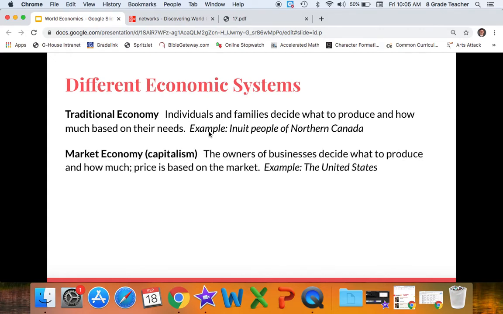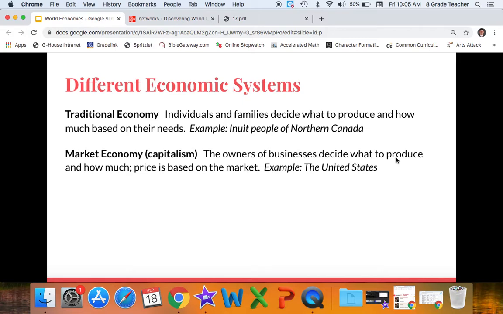A market economy, a capitalist economy, is one in which the owners of a business decide what to produce and how much. The price is based on the market. For example, in the United States, we've got a market economy. There are people that own businesses and they produce things that are either goods or services. Goods are things that you and I can buy. Services are things that somebody's going to do for you.